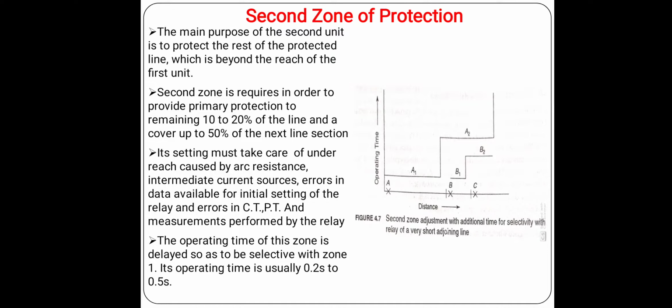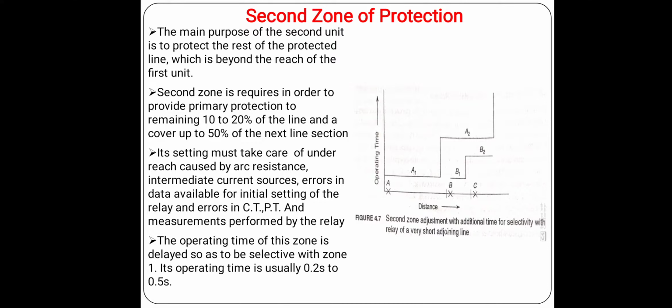In other words, the second zone reach must be short enough to be selective with the second zone relaying unit of the adjoining line section under maximum overreach conditions, as shown in the figure.